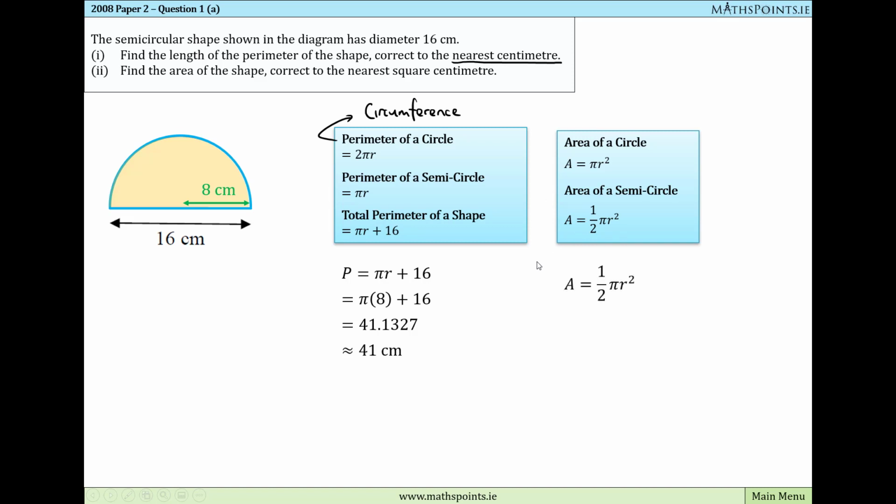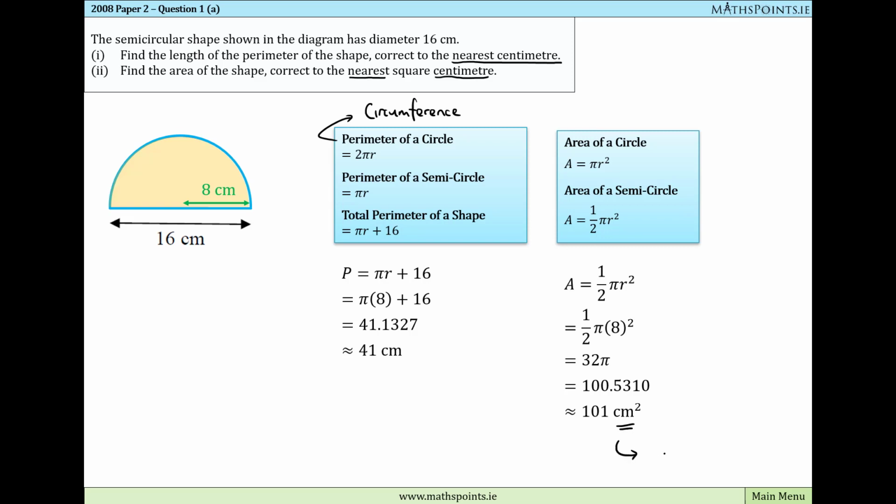So we'll write down the formula, and again we'll sub in the radius of 8, and we get half of pi by 8 squared. We tidy this up and we get 32 pi, and again if we press S-D on our calculator, we get a decimal answer of 100.531 centimeters squared. Again, the question says to round off to the nearest square centimeter, and so the nearest centimeter to 100.531 is 101, and then make sure that because we're talking about area, we write down that this is centimeters squared.